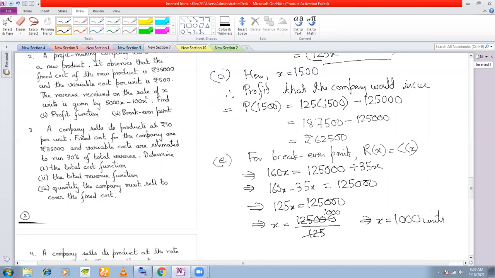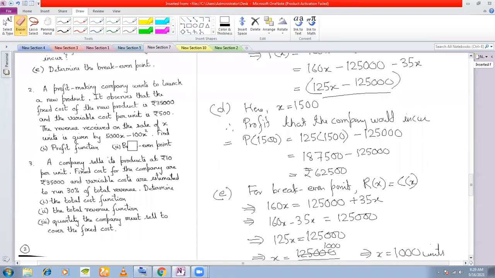So how many units need to be produced so as to cover your total cost? If you produce 1,000 units, you will be able to cover your total cost. Okay. Is this clear? Any question from this problem?